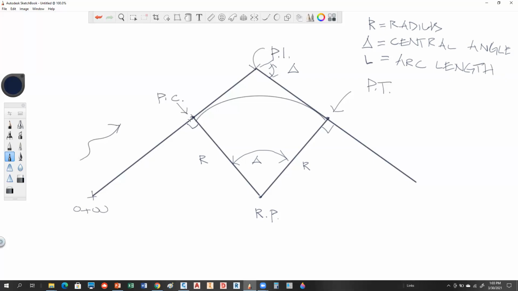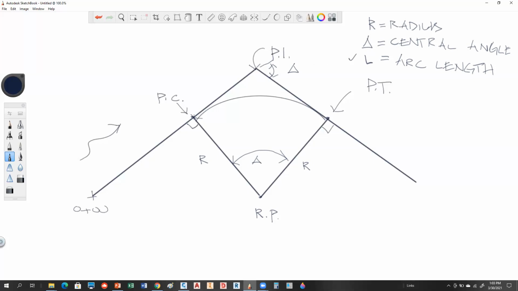If you set up with a total station at the PC and shot the distance to the PT, would that give you the arc length? No, that will give you a horizontal distance. Well, this is a horizontal distance too, by the way. Okay. That would give you the chord length, right?